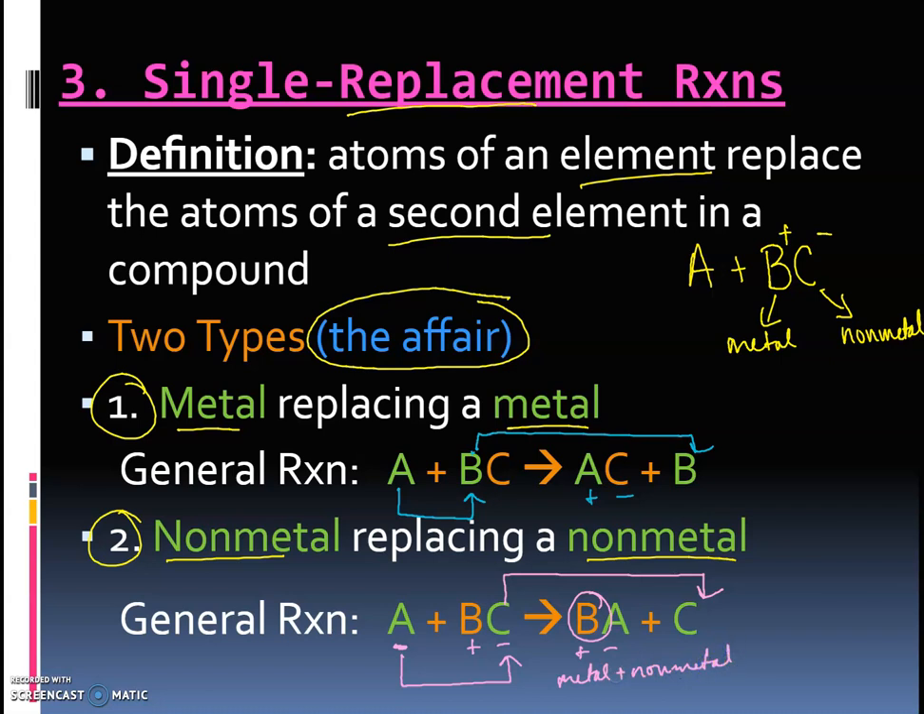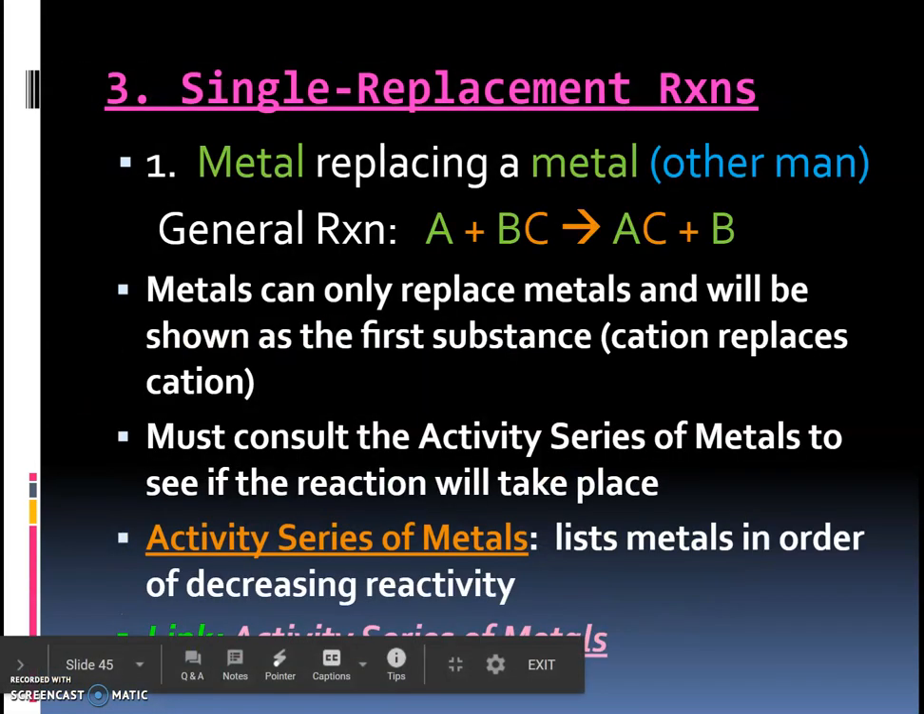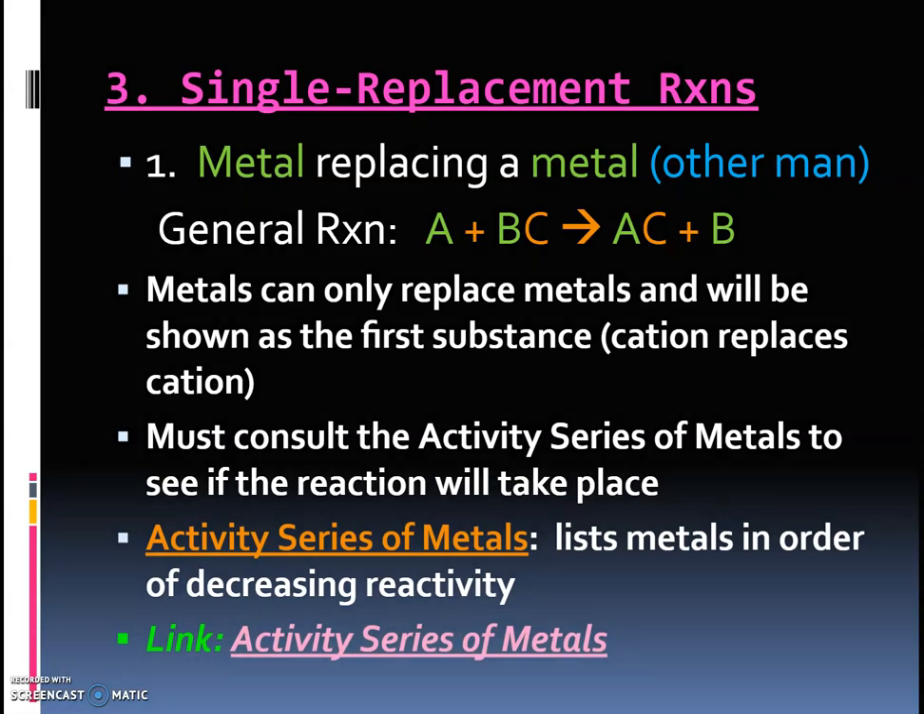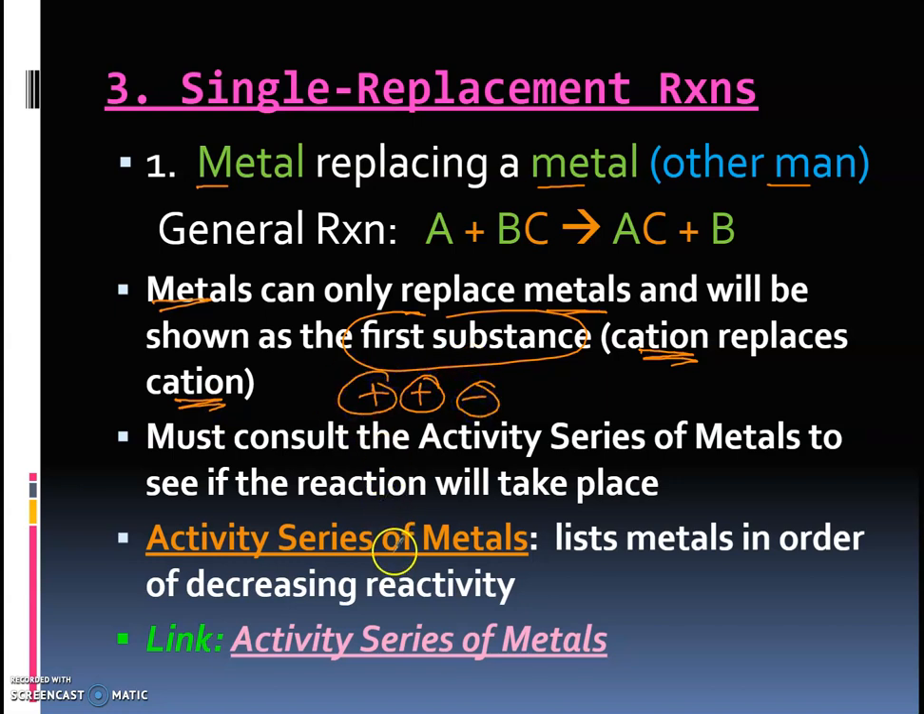So to help you with things in the traditional sense, we usually talk about the case of the other man or the case of the other woman. So metal replacing a metal, and I usually say that the metals act kind of like the men because they both have M's in them. All right, and we have A plus BC yields AC plus B. The metals can only replace other metals, and it's going to be shown as that first substance. It's the cation replacing the cation because the cation is going to bond to the anion.